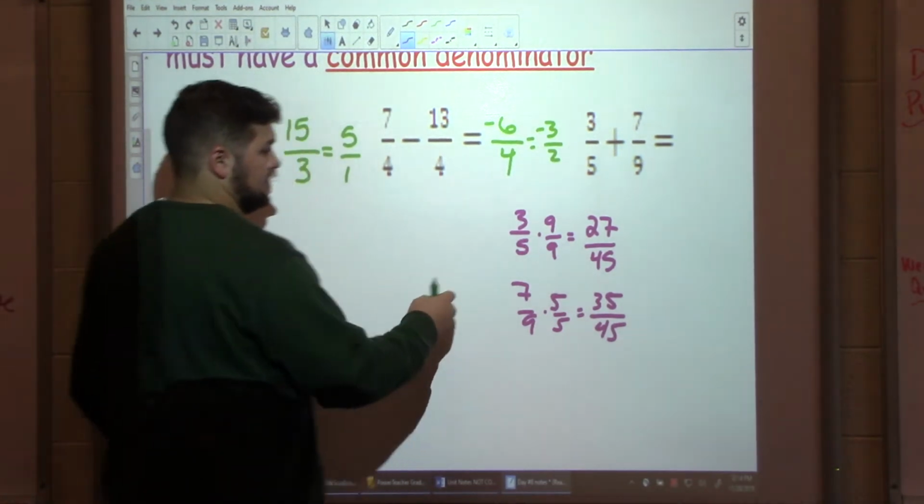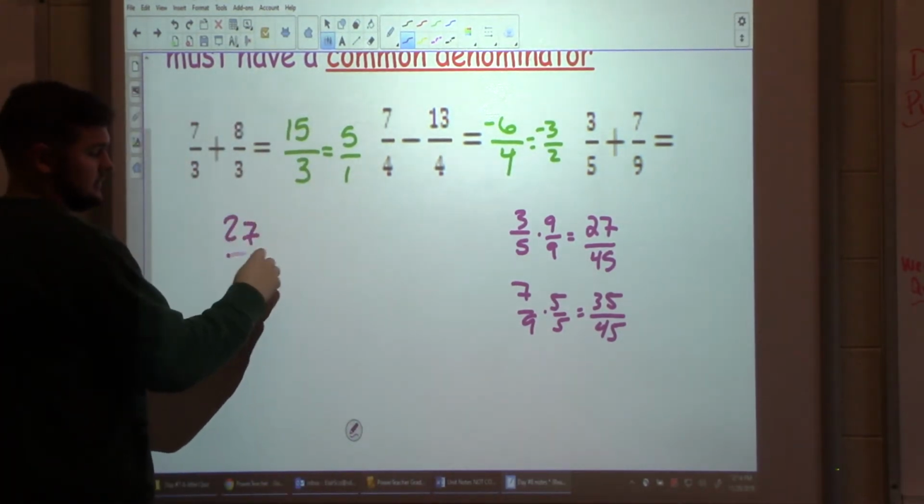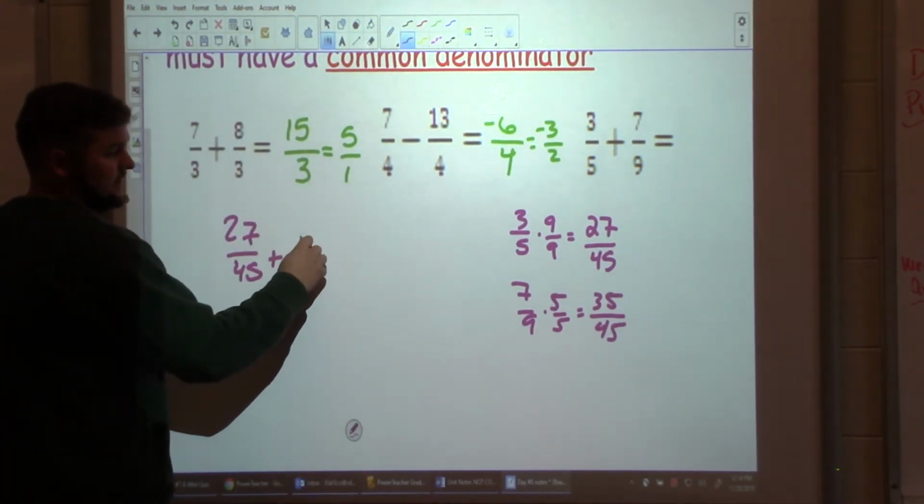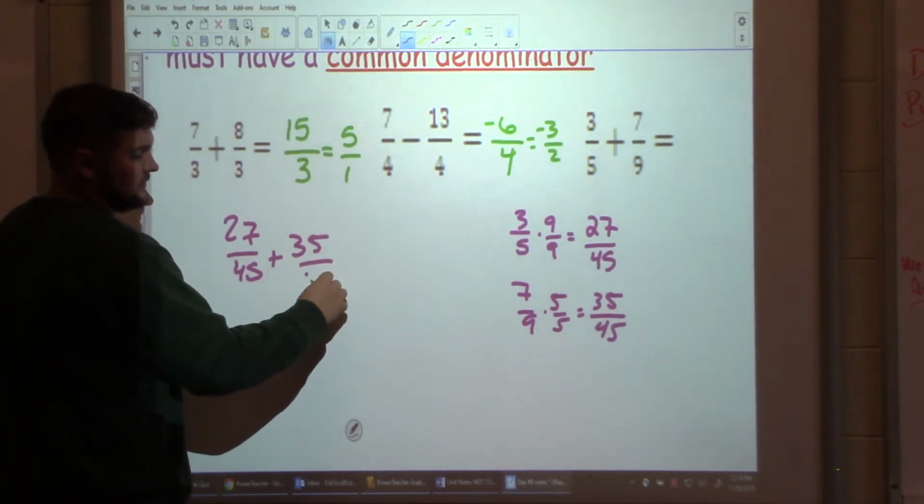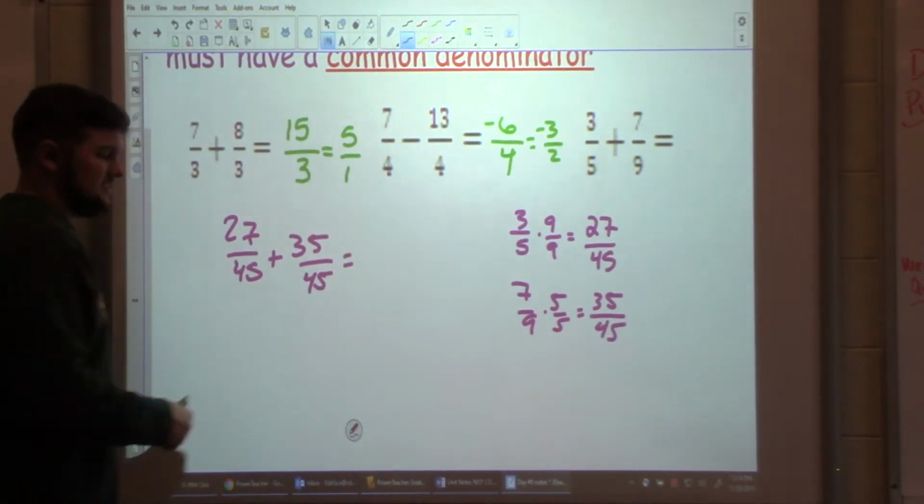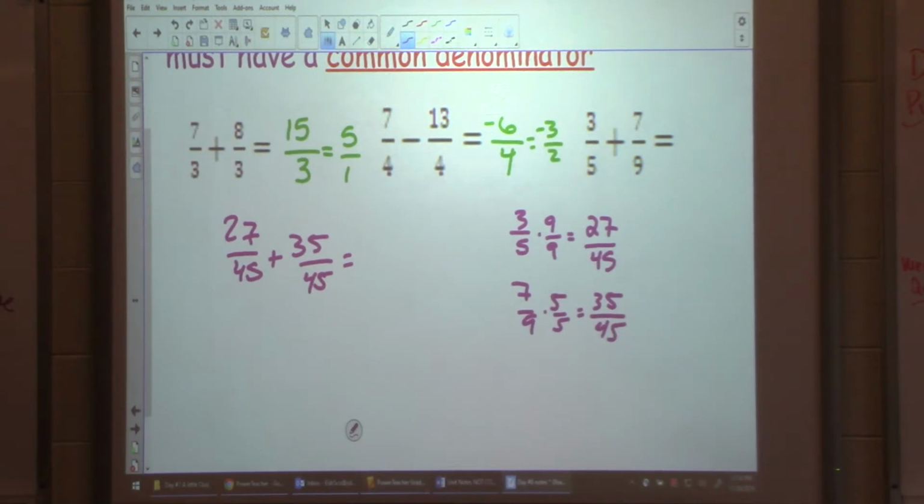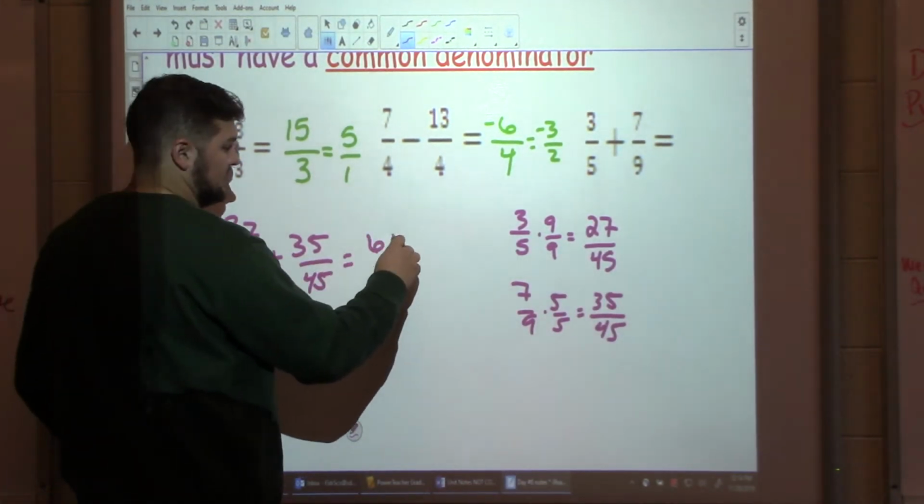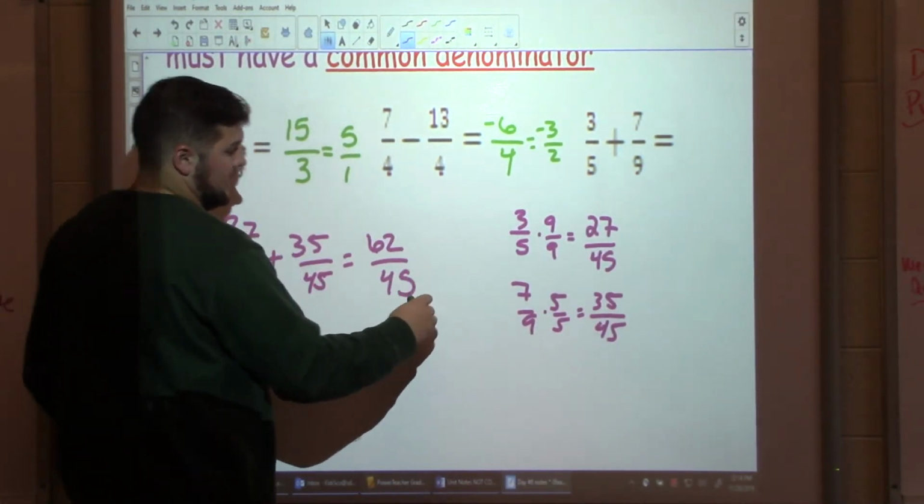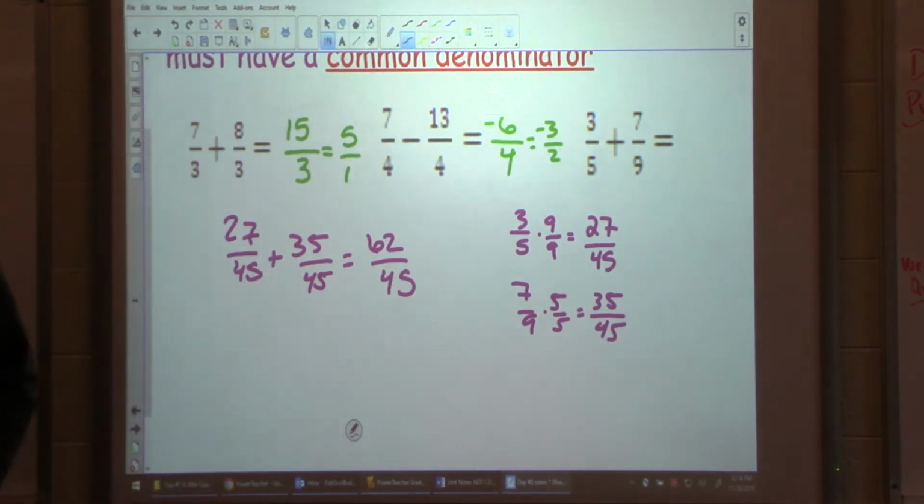Now that I have common denominators, I can add them together. So I'm going to do it over here. 27 over 45 plus 35 over 45. What should that give me? 62 over 45. And if you can simplify it, I'm not going to worry about trying to figure out how to simplify it right now, because I want to keep moving. Okay? Any questions on that?